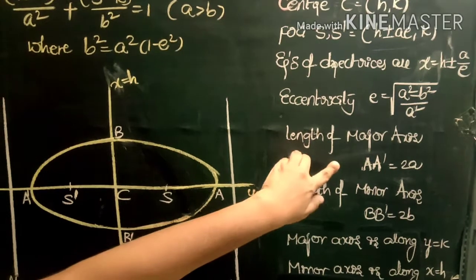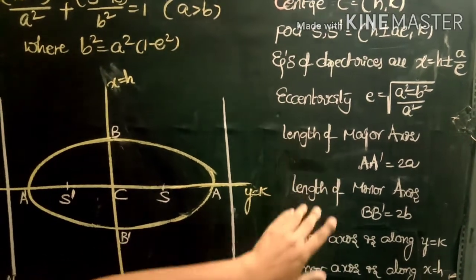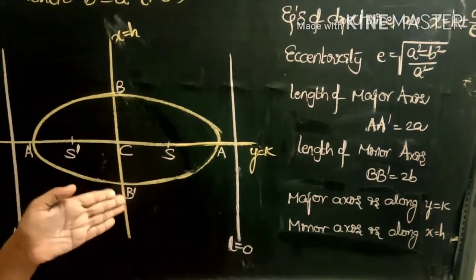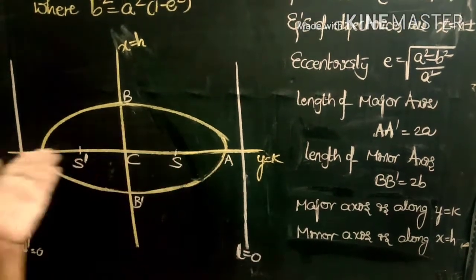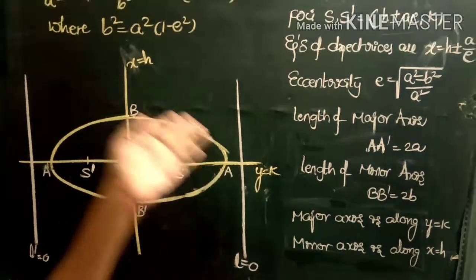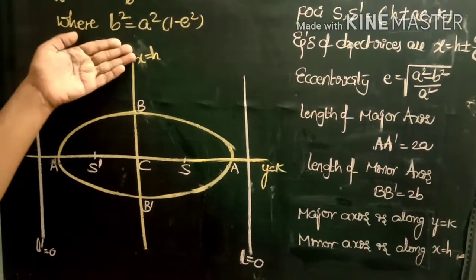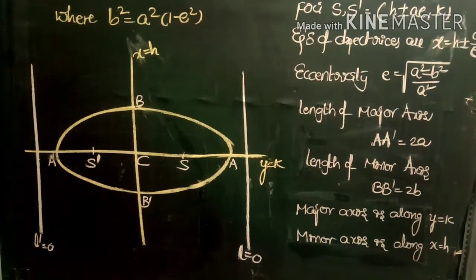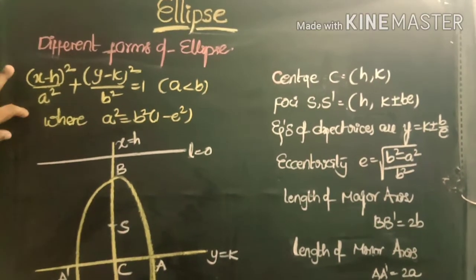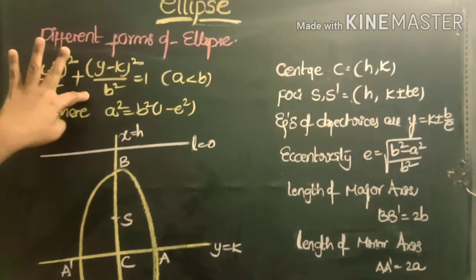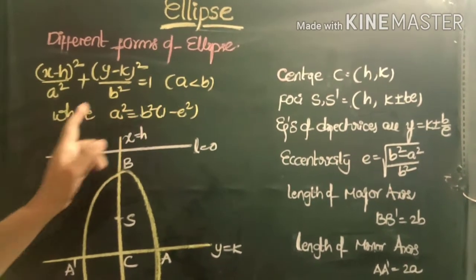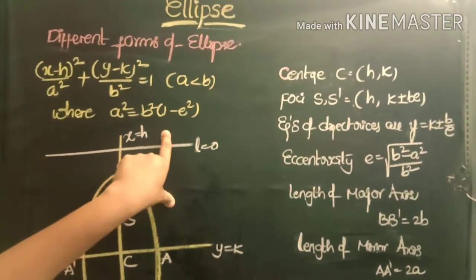Length of the major axis AA' is equal to 2a, length of the minor axis BB' is equal to 2b, and the major axis is along the line y = k, and the minor axis is along the line x = h. The equation is (x − h)²/a² + (y − k)²/b² = 1, when a < b, where a² = b²(1 − e²).